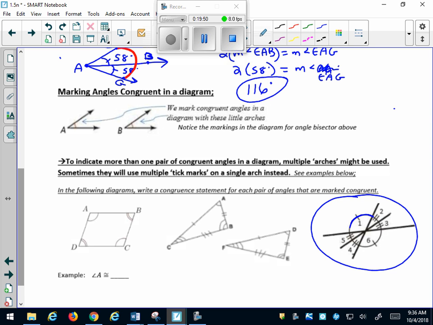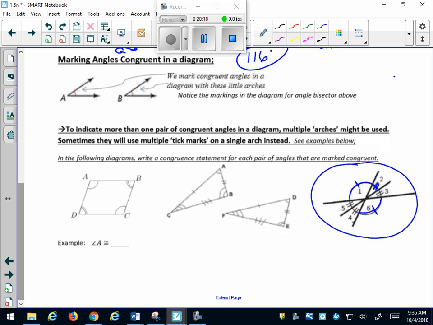So angle 1 has a single tick mark. So what's congruent to angle 1 in this diagram? 6, right? Because it matches. And then they have a new measure different than angle 1, which is angle 2. It has 2 tick marks, but what's going to be congruent to 2? 3, 4, and 5. They're all marked with those double tick marks, so that means that all of those are congruent to each other.